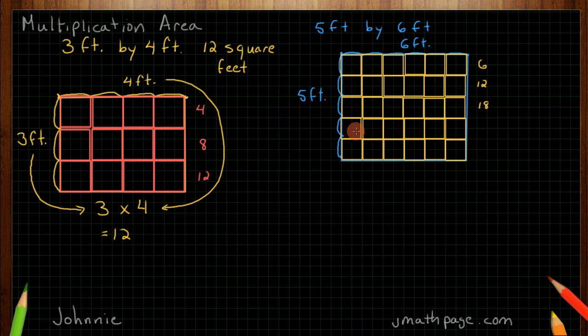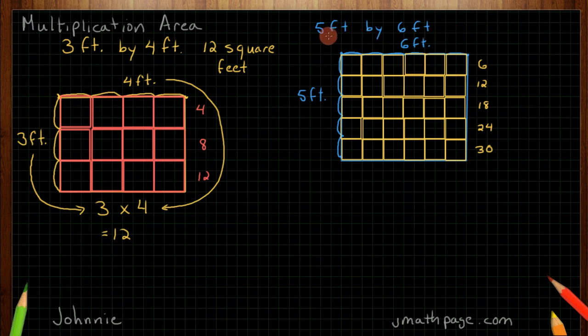Next row, 19, 20, 21, 22, 23, 24. The last row, 25, 26, 27, 28, 29, 30. We counted 30 squares altogether in here. Now this tells us something important. If we're thinking in terms of area, how many squares fit inside the rectangle, we know that 30 squares fit inside a rectangle that is 5 feet on one side and 6 feet on the other.